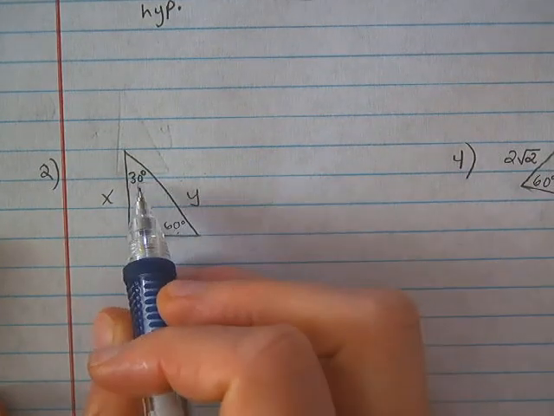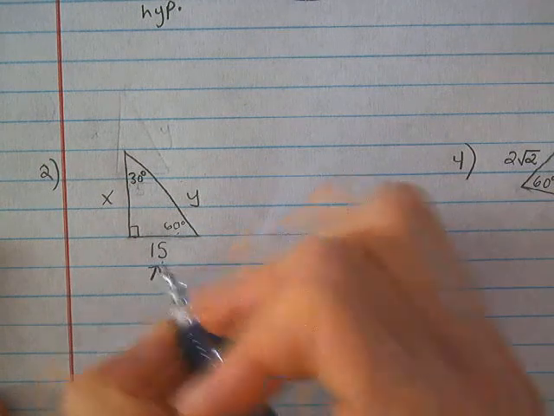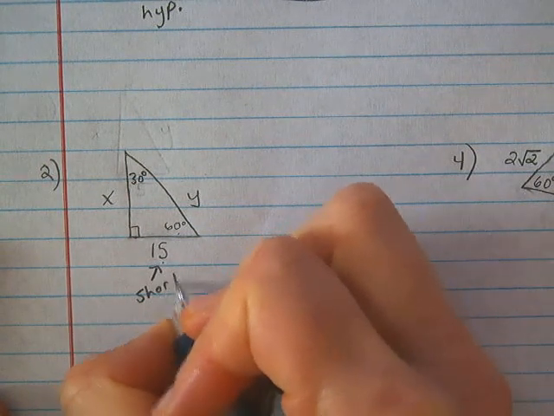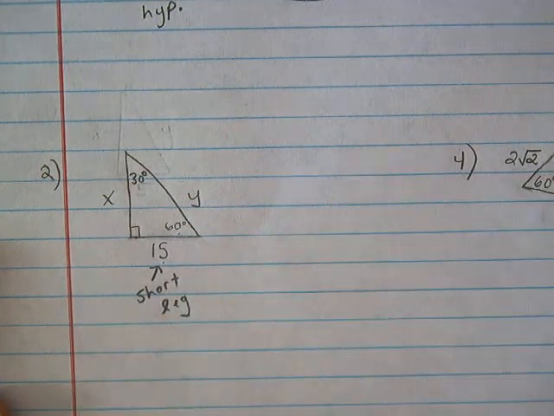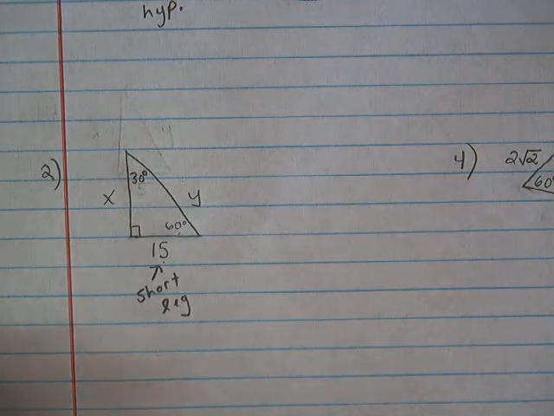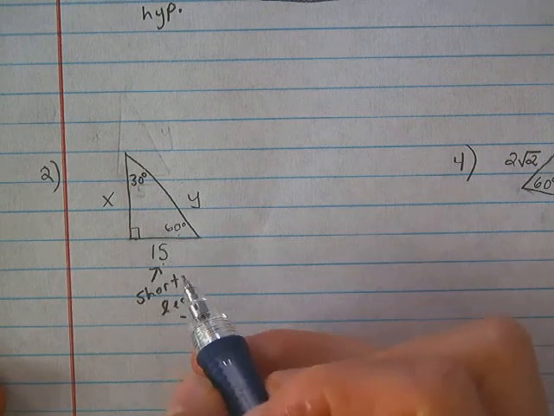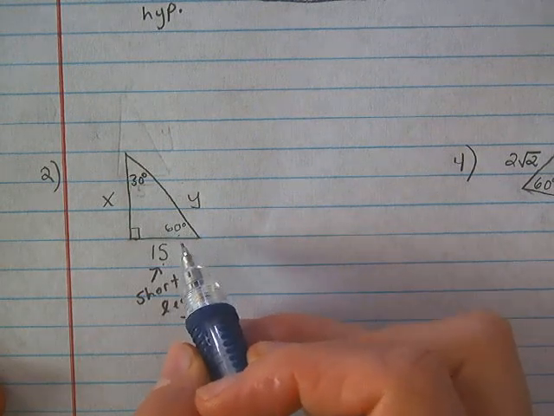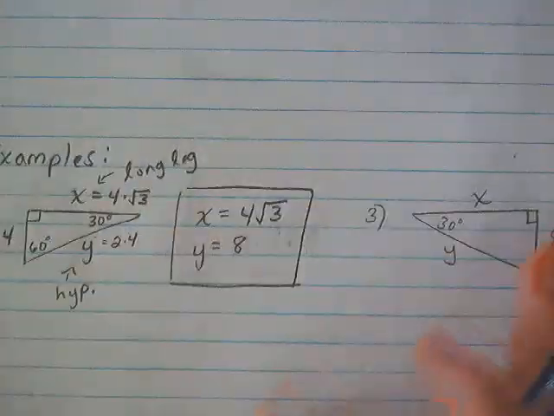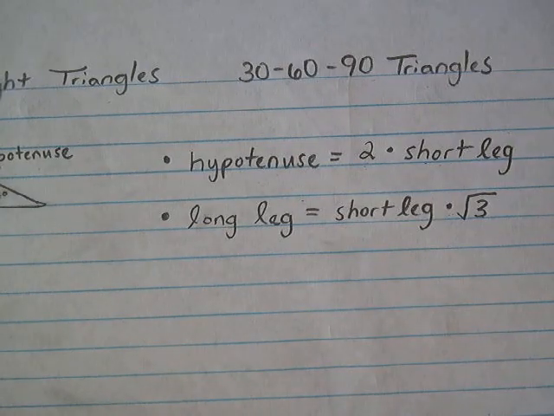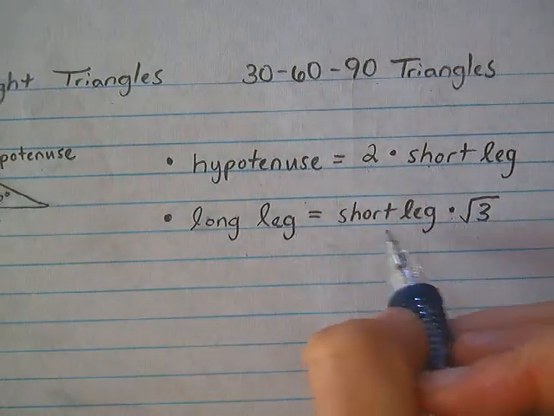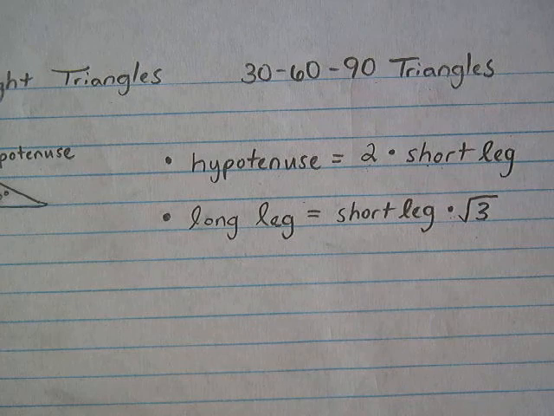And it's across from your 30-degree angle. So that means that is your short leg. So you're given the all-important leg, just like before. And so to find all the other stuff, it's actually going to be pretty easy, okay? So remember, your hypotenuse is equal to 2 times the short leg, and then the long leg is equal to whatever the short leg is times the square root of 3, okay?